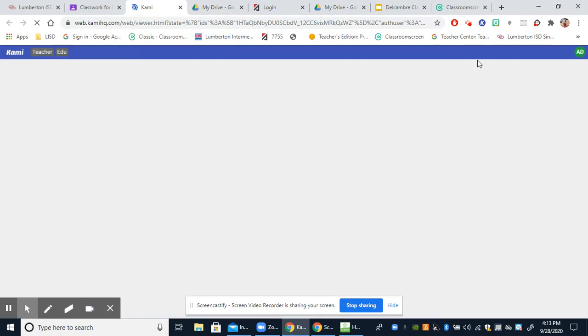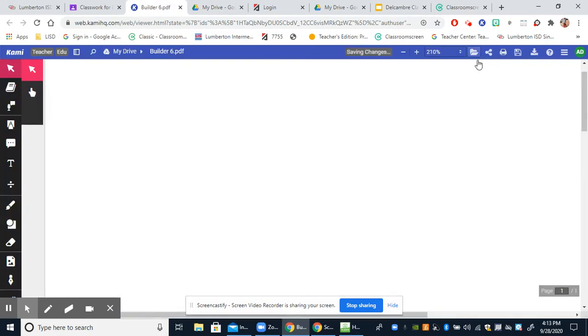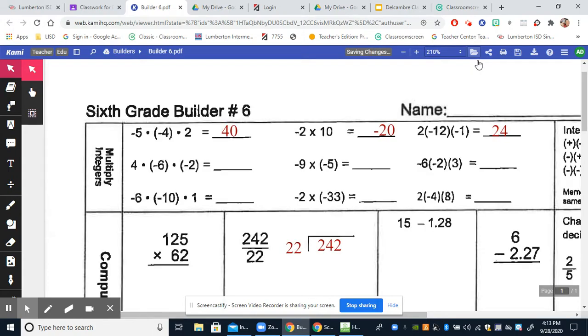I've noticed that some people keep getting the same kind of questions wrong. So this week what I'm going to do is go through every day and we're going to answer parts of the builder together. Today I went over some parts and tomorrow I'll go over some more in class. Okay, it's loading, so give it a second. Oh, and it saved all of my work.